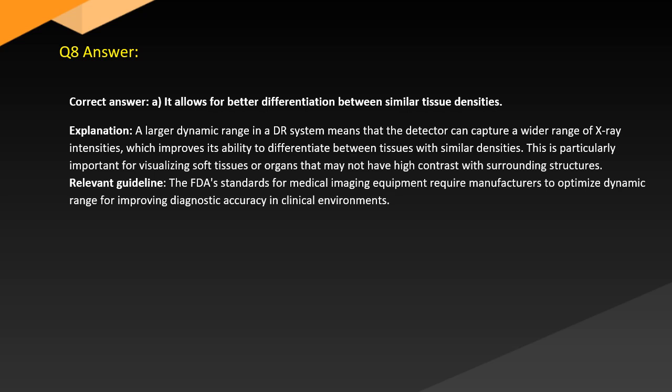Answer. Correct answer: A. It allows for better differentiation between similar tissue densities. Explanation. A larger dynamic range in a DR system means that the detector can capture a wider range of X-ray intensities, which improves its ability to differentiate between tissues with similar densities. This is particularly important for visualizing soft tissues or organs that may not have high contrast with surrounding structures. Relevant guideline. The standards for medical imaging equipment require manufacturers to optimize dynamic range for improving diagnostic accuracy in clinical environments.